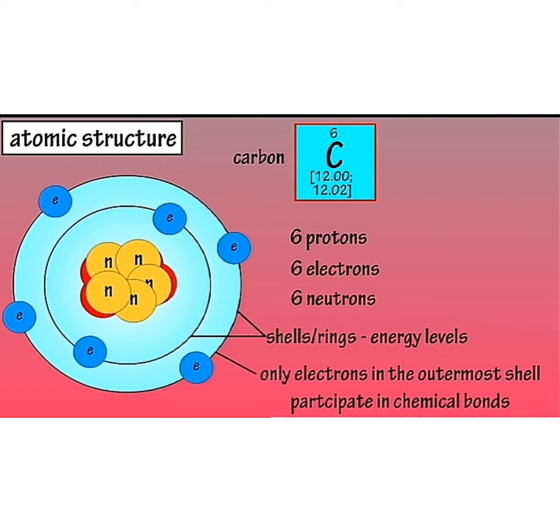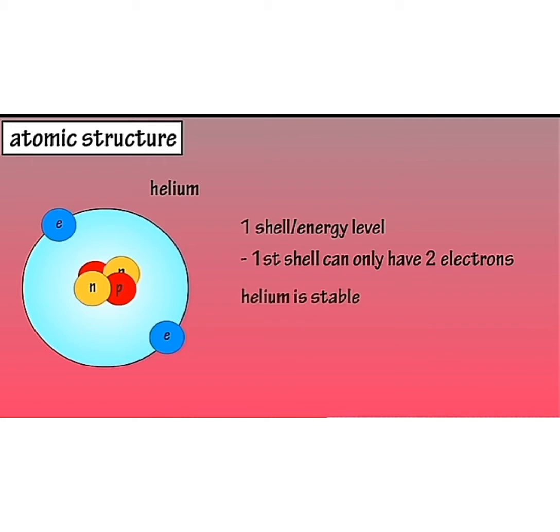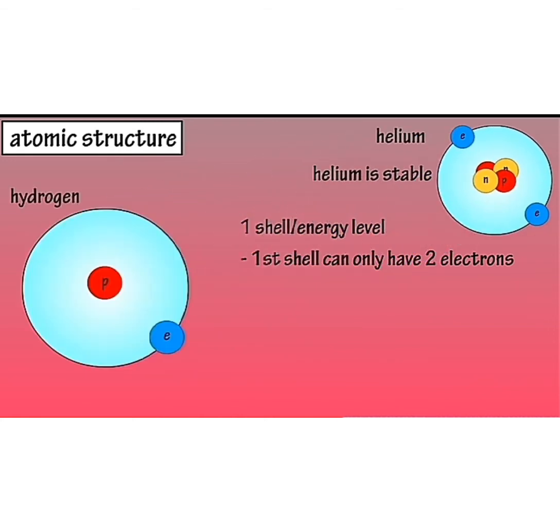In atoms with only one energy level or shell, 2 electrons are required for stability. If we look at helium, which has only one shell or energy level, we see that it is full because it contains 2 electrons. So helium is stable, and there is no naturally occurring compound containing helium. Hydrogen, which also has only one shell, possesses only 1 electron in its shell, so it's chemically reactive.